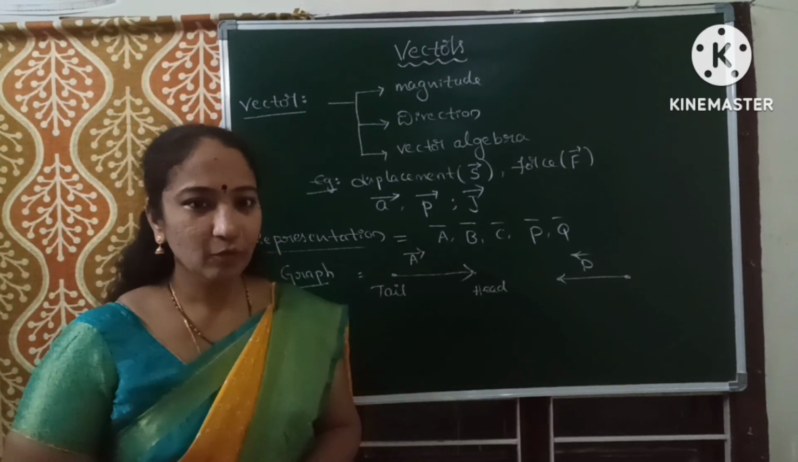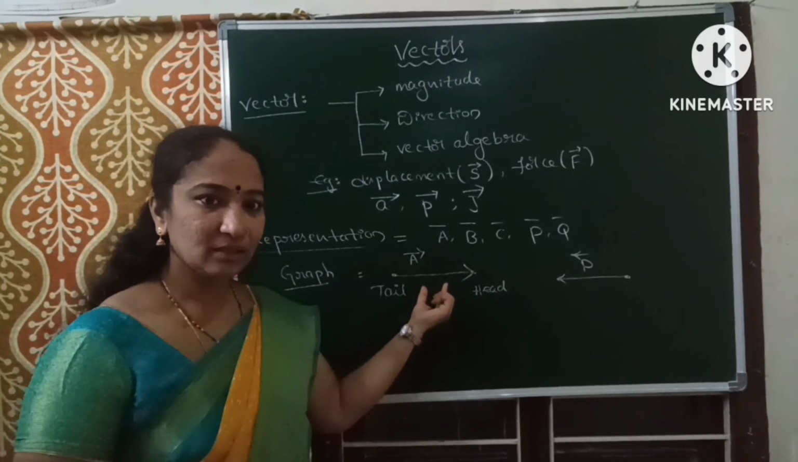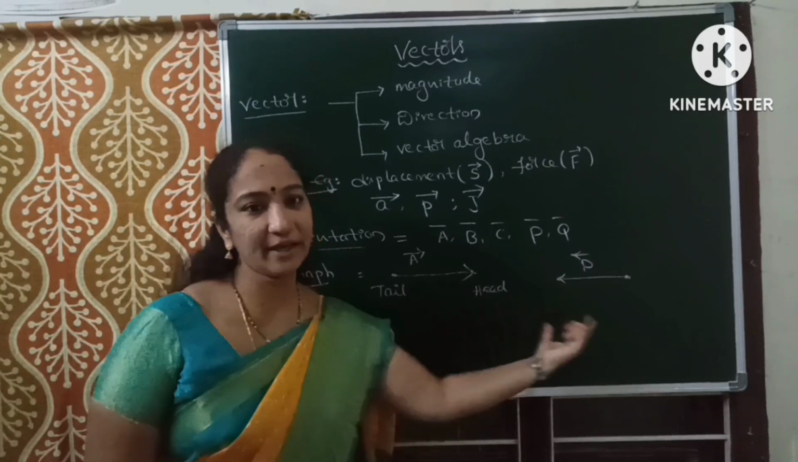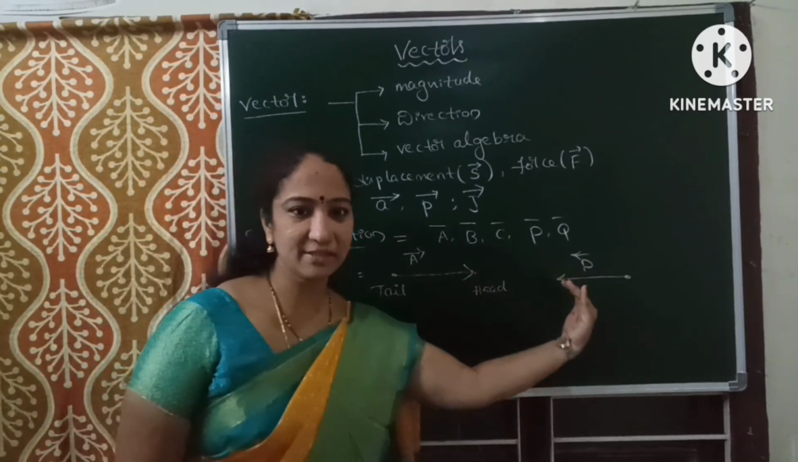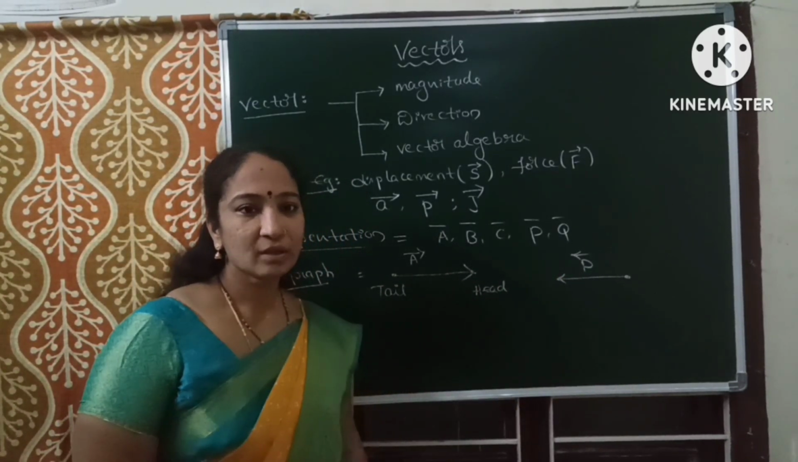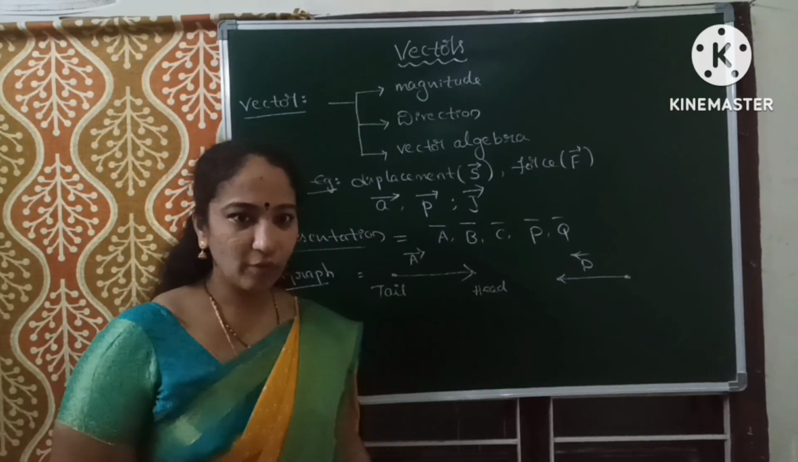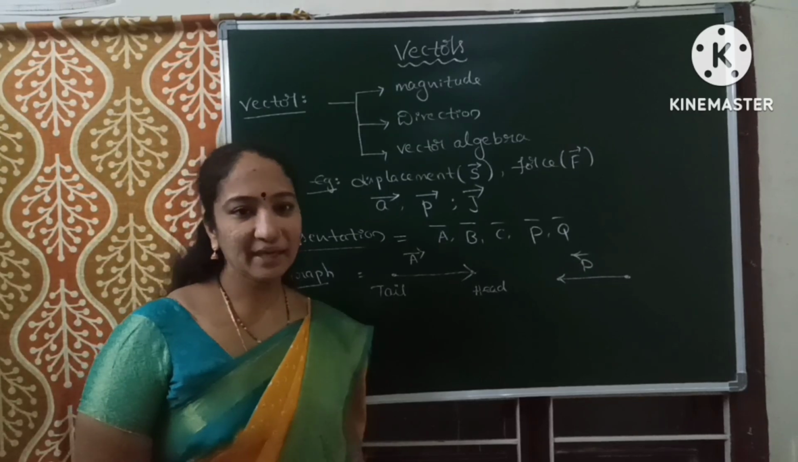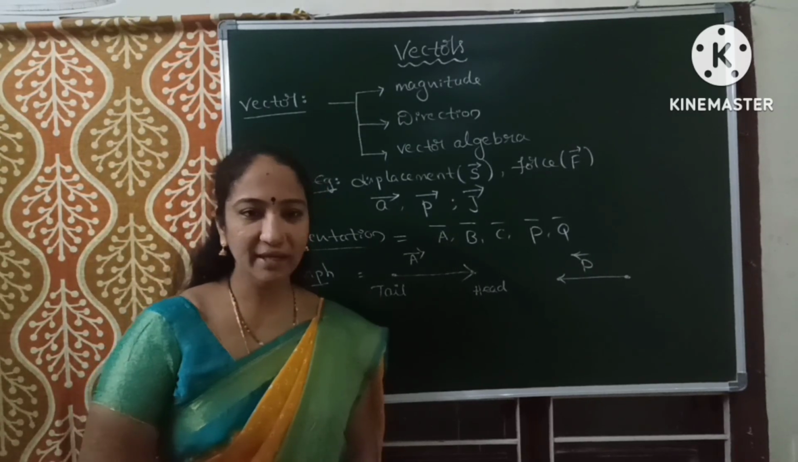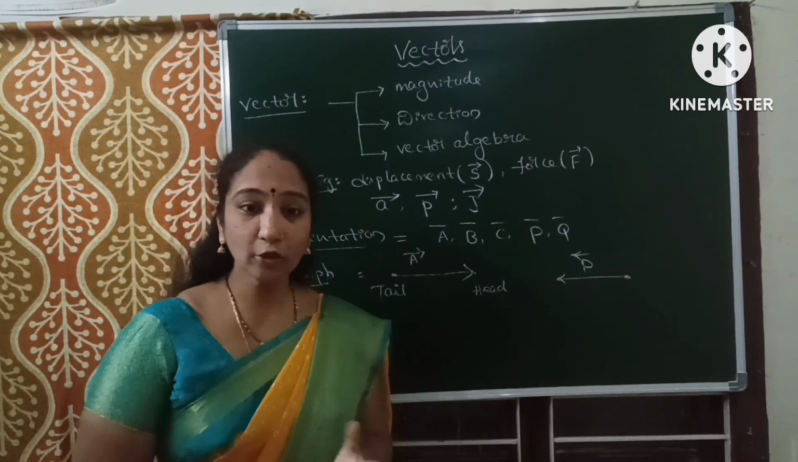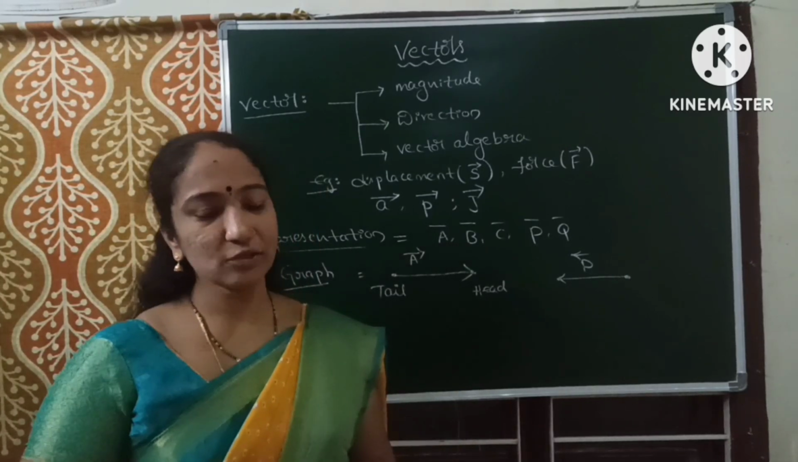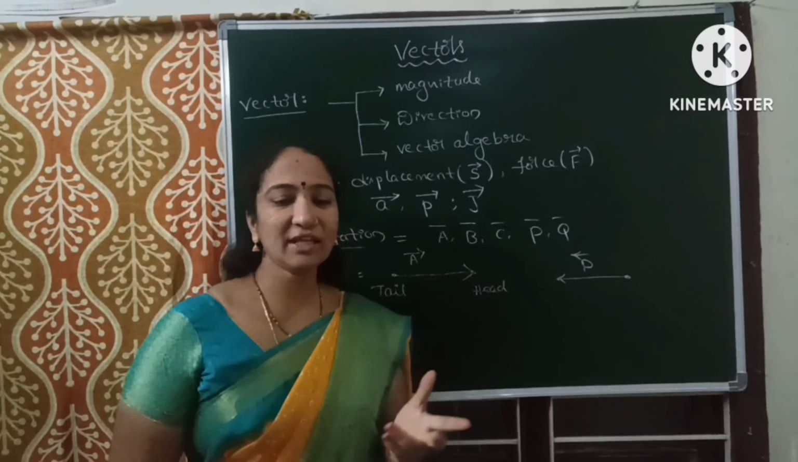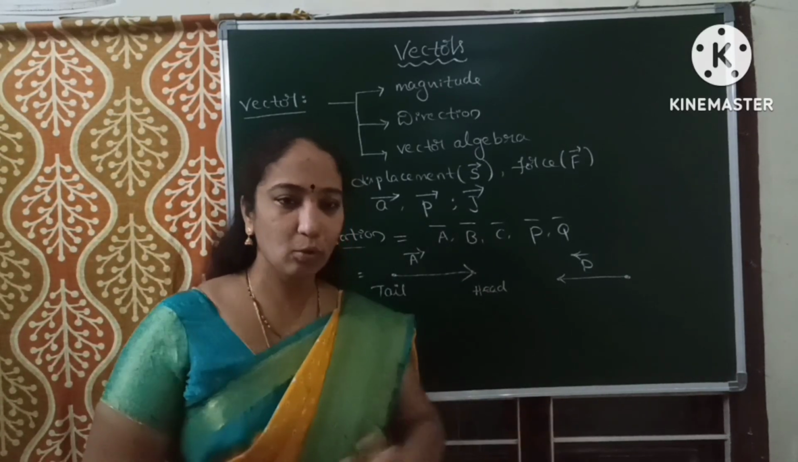Negative vector. One vector is opposite to another vector. Both are in opposite direction. One is east, another one is west. Those two are called negative vectors of each other. One vector towards north, another vector towards south. Those two are negative vectors of each other. So like that we have different types of vectors, including collinear vectors. Collinear, the word itself explains. Collinear means 2 or 3 vectors lie in the same line. Okay, line lo undali.